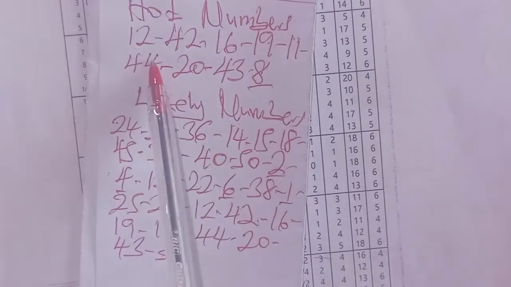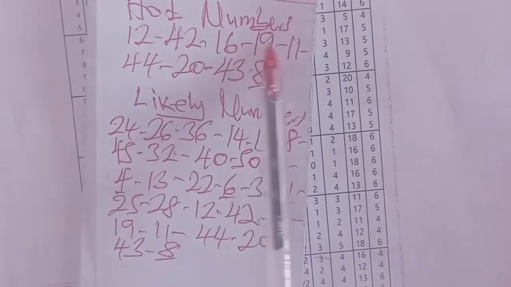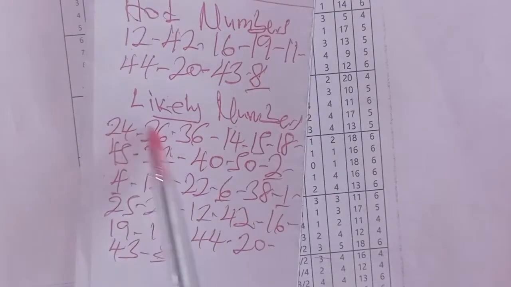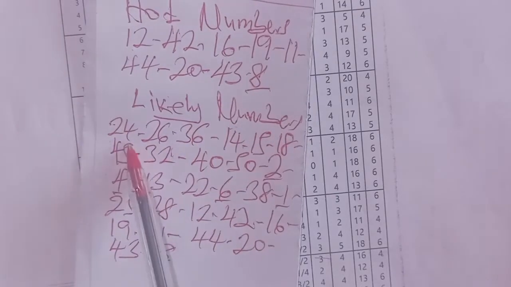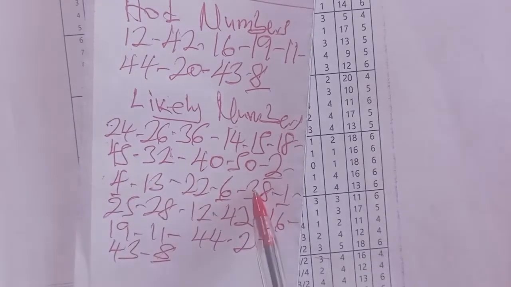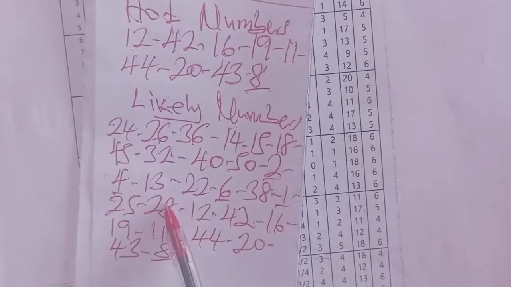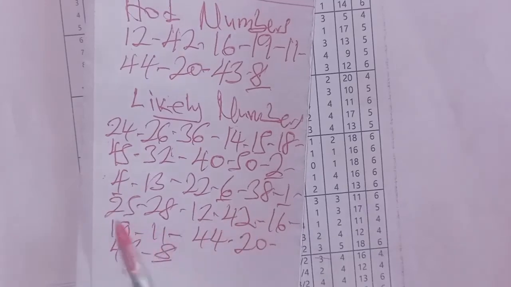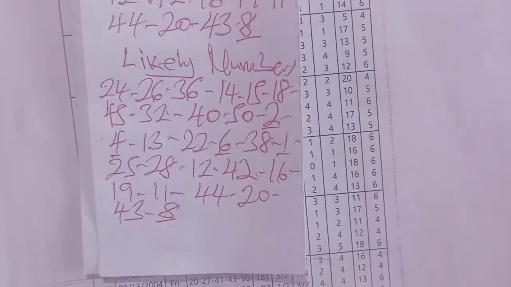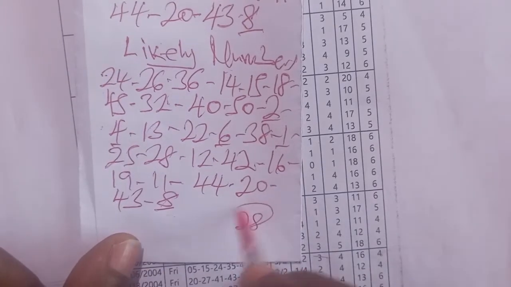So the hot numbers here are nine numbers. Likely numbers are 1 to 28. So they are all 28 set of numbers.